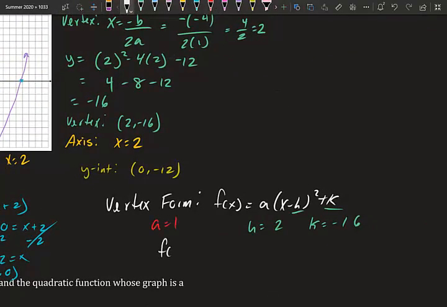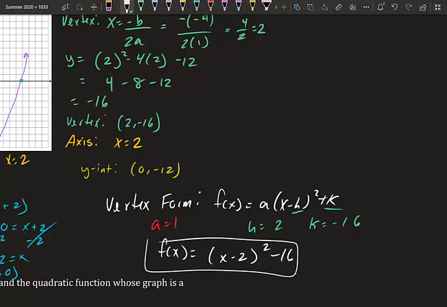So we have f of x equals a, which is 1. You never need to put 1. So x minus 2 squared minus 16. That would be the vertex form.